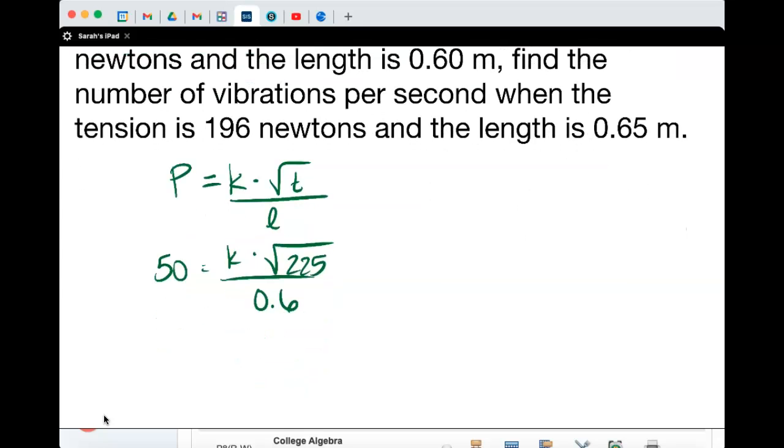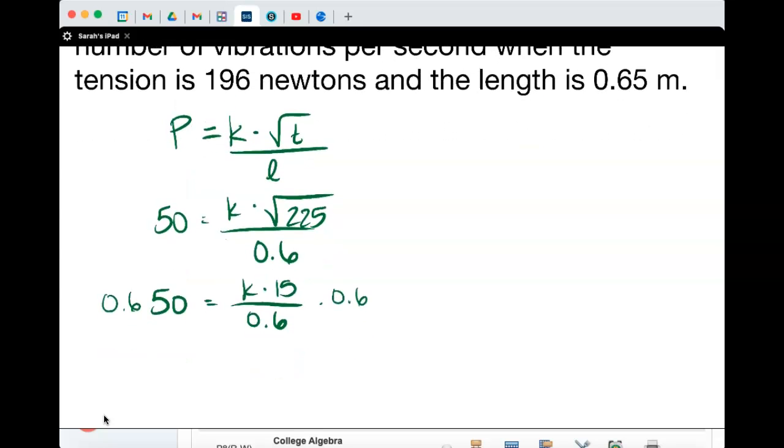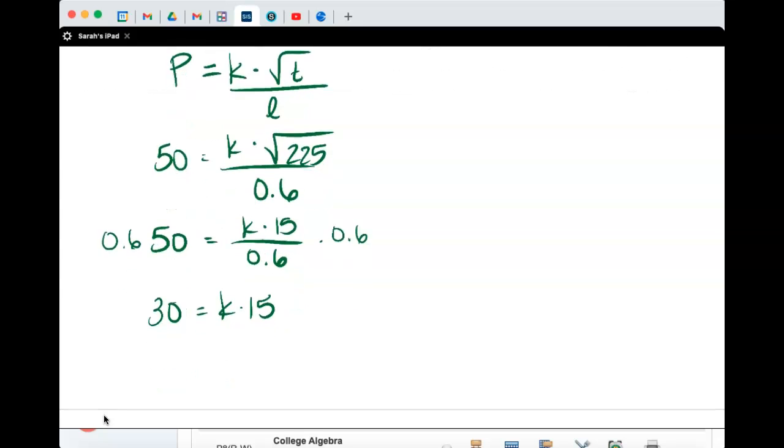Does anybody know what the square root of 225 is? 15. I guess I would multiply by 0.6. You don't necessarily need to do that; you could have divided 15 and 0.6 together. I just know what 50 times 0.6 is. It's 30. So then the k value is?